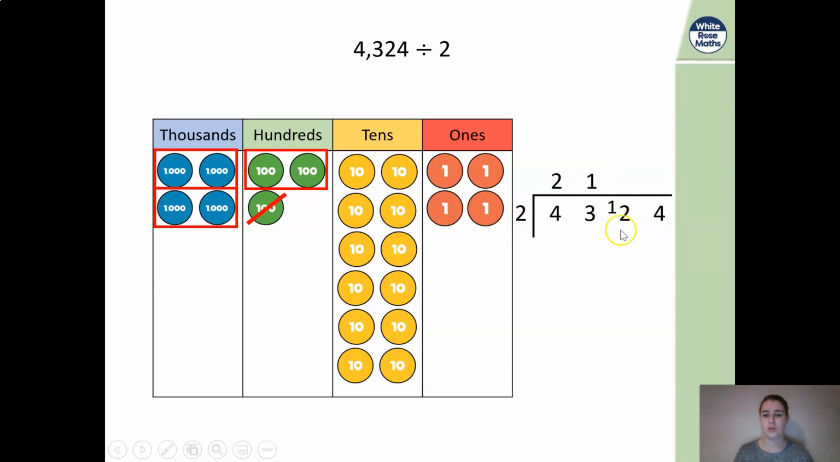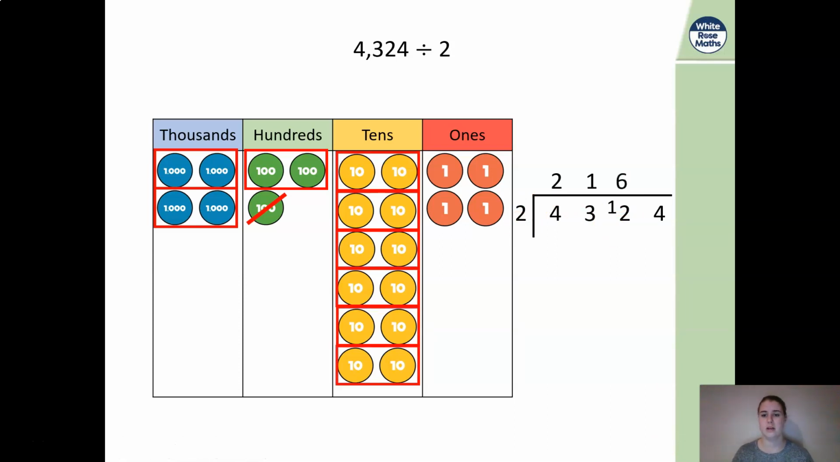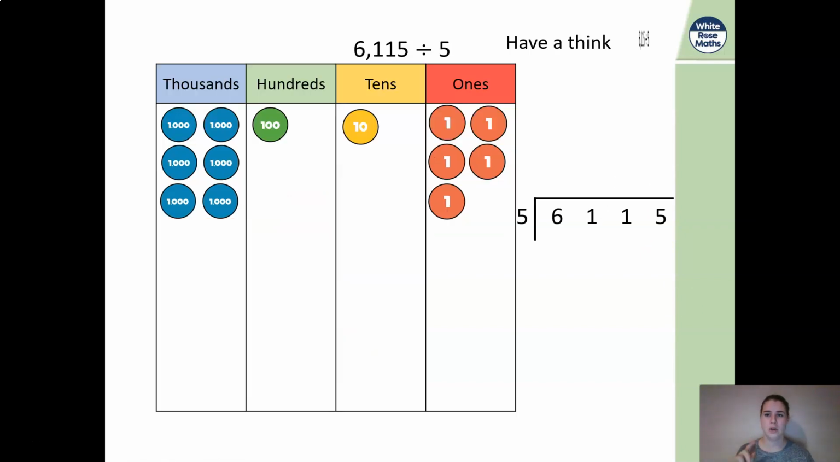So now I think, well, how many 2s are in 12? Well, I know that 2 times 6 is 12. So my answer must be 6. And then I'm going to do, well, how many 2s can I fit into 4? And I know that my answer is 2. So my answer is 2,162.